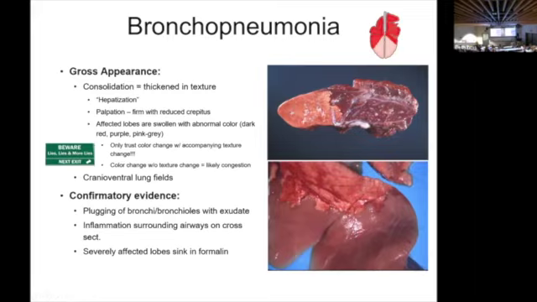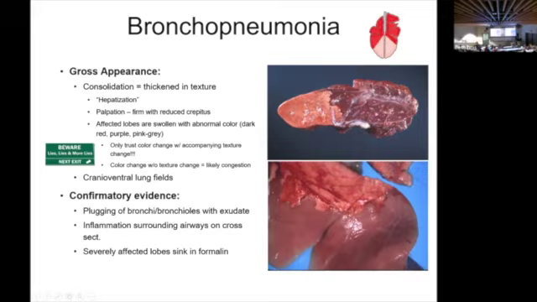That's because it's so consolidated, so full of inflammatory cells. No air in this lung. You fondle this lung, it's going to feel like liver. So reduced crepitus, lobes are swollen. We've added something: we've added inflammatory exudate. The color is usually going to be abnormal, but remember, you've got to feel it to really know. Only trust it if there's an accompanying texture change.